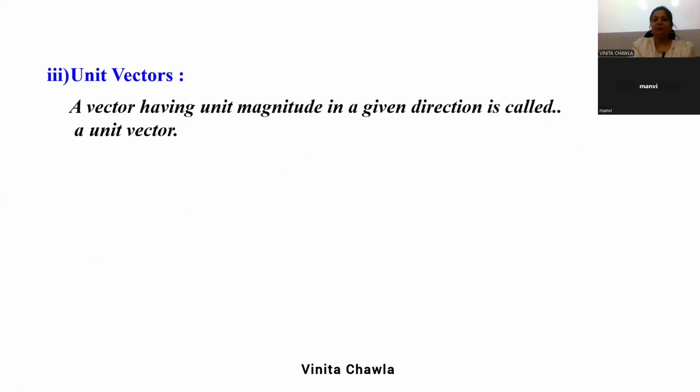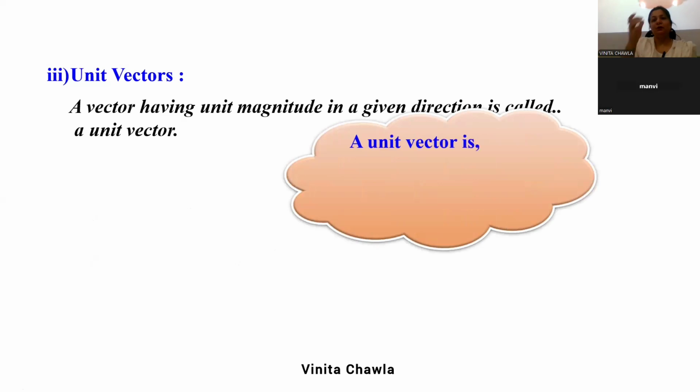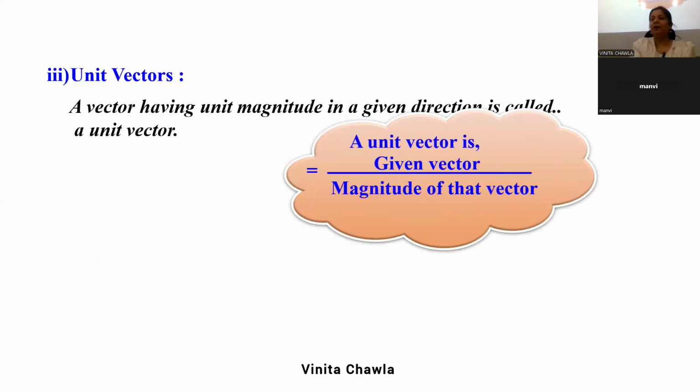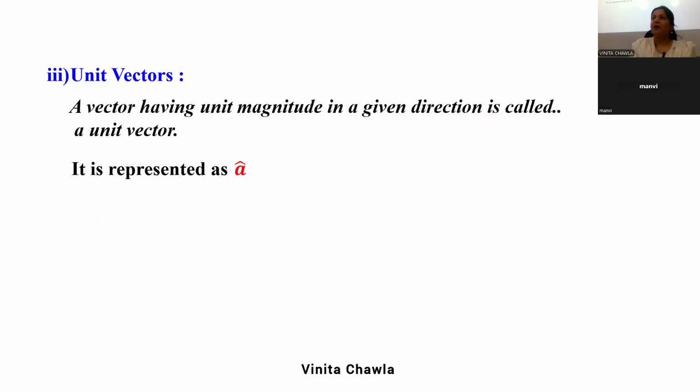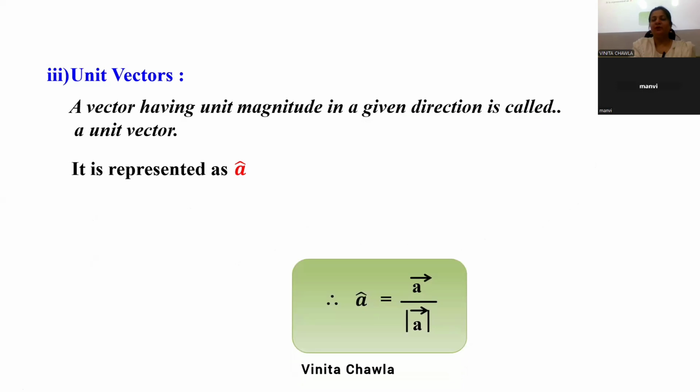Consider a vector A. A unit vector is the given vector divided by the magnitude of that vector. It is represented by A cap. We put a cap over the symbol and we can find the unit vector using this formula.